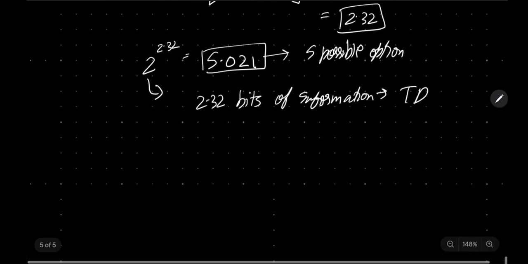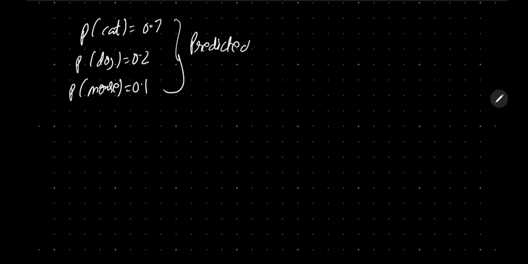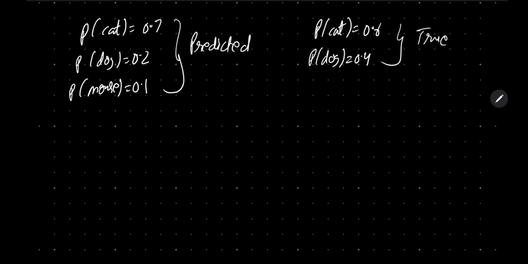Now I'll take one more example where we have multiple things. Let's say we have probability of cat equals 0.7, probability of dog equals 0.2, and probability of mouse 0.1, and these are predicted by our model. For the true distribution I will take another example: probability of cat equals 0.6 and probability of dog equals 0.4.